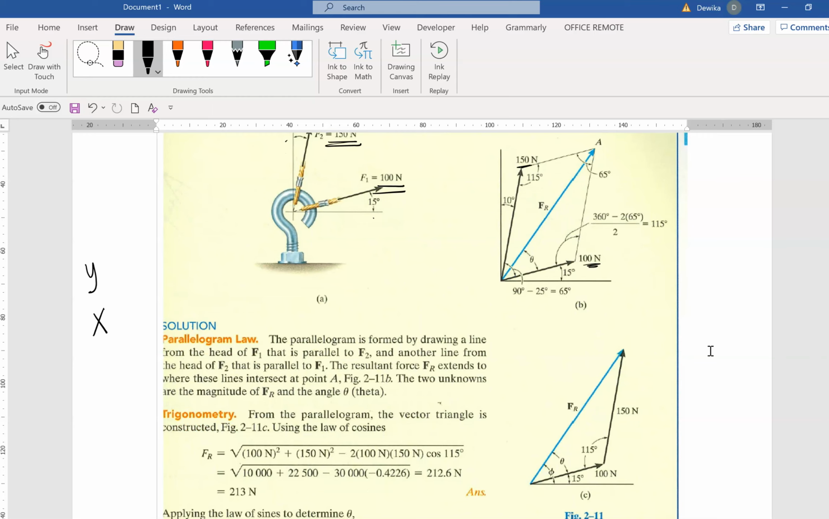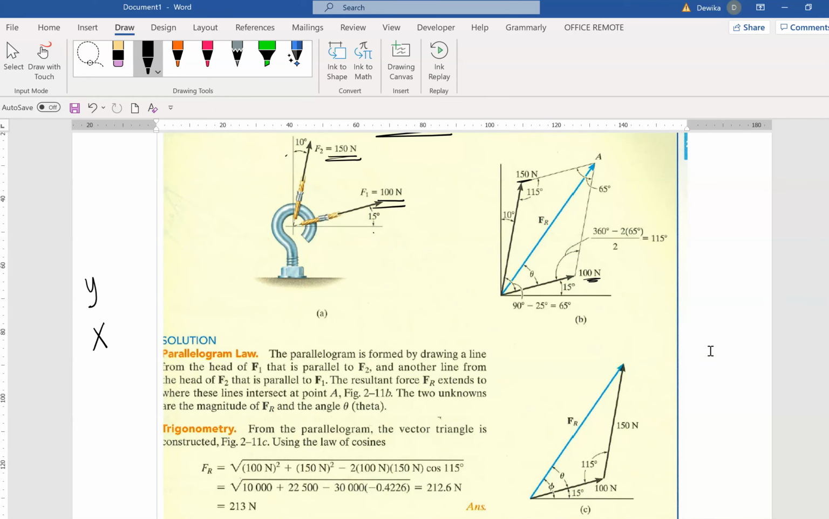So now, rearranging the vector. This is the original. We have 10 degrees here, and then we have 15 degrees here. So what is the angle in between? It will be 90 minus 25. How do you get 25? The 15 and the 10. So the angle in between will be 65. The opposite will also be 65. You remember that? You studied that in your maths before, right?